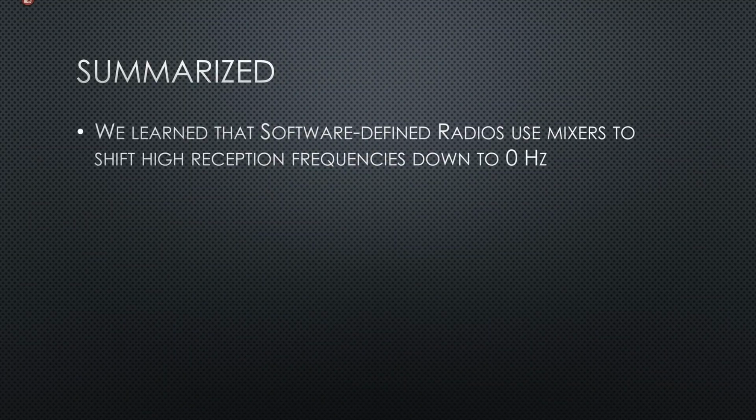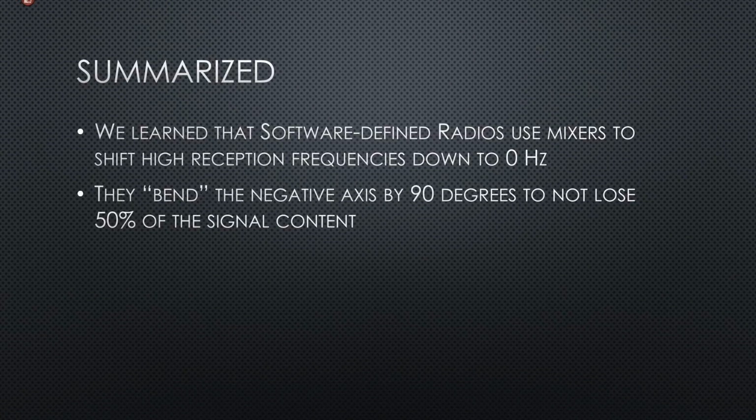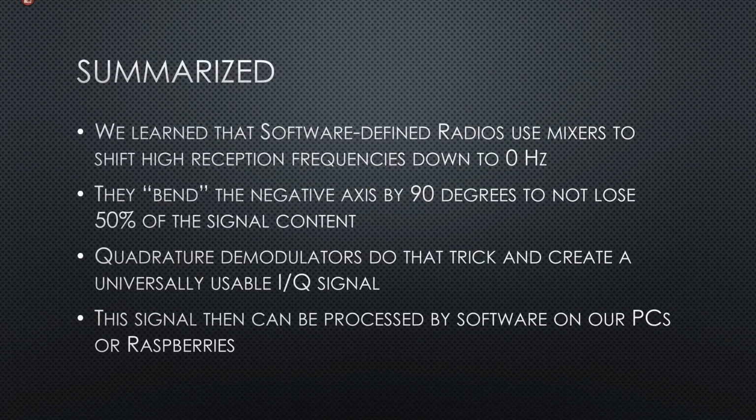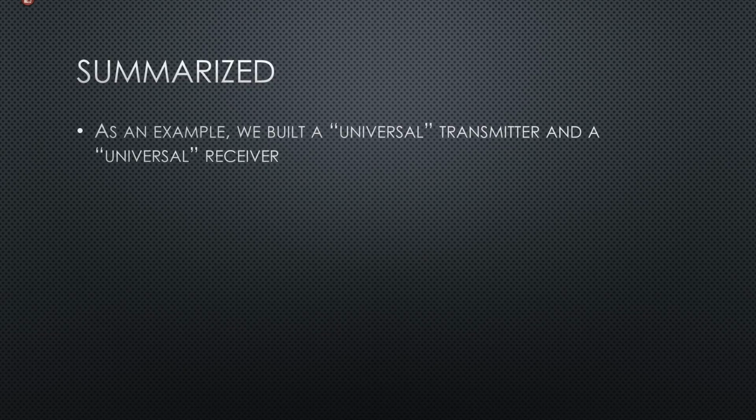Summarized, we learned that software-defined radios, similar to analog radios, use mixers to shift reception frequencies down to 0 Hz. They bend the negative axis by 90 degrees to not lose 50% of the signal content. Quadrature demodulators do that trick and create a universally usable IQ signal consisting of an I and a Q component. This signal then can be processed by software on our PCs or Raspberries. As an example, we built a universal transmitter and a universal receiver. And it worked on broadcast FM as well as on amateur radio.